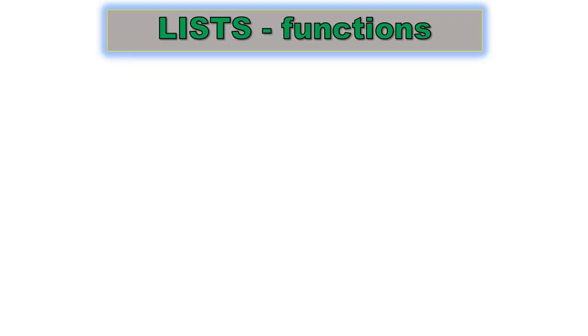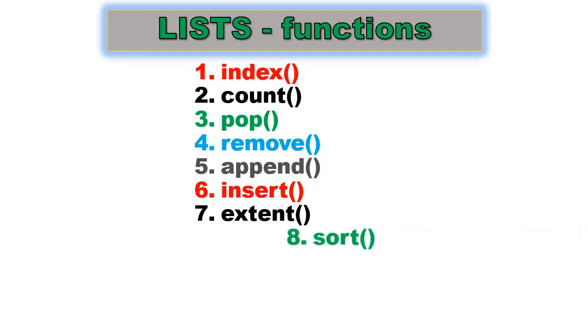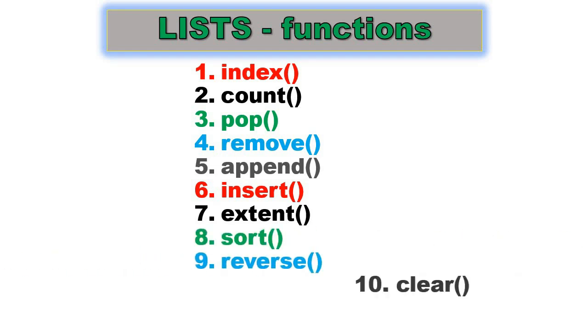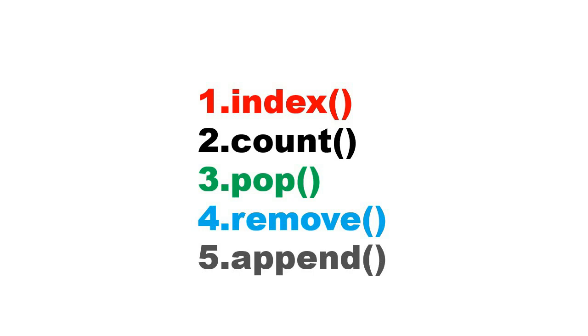Because here I am going to talk about list functions. There are 11 functions in list. First one is index, next one is count, pop, remove, append, insert, extend, sort, reverse, clear, final one is copy. Okay, these are the 11 functions which come under list. In this video, I am going to talk about the first 5 functions only. The rest of the functions I will discuss later, in the next video.